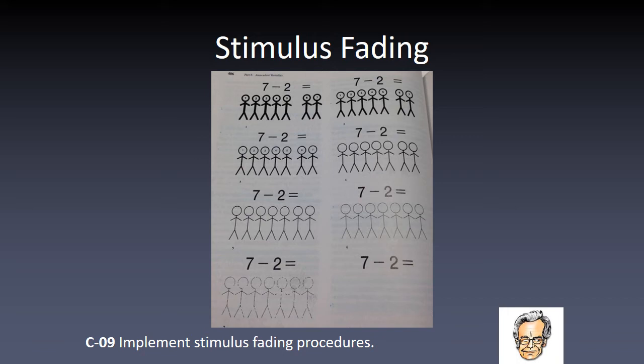And if you notice throughout the page, the stimulus is fading. They're becoming less and less apparent. The stimuluses were there to help promote the person to count to complete the math problems. But remember, we want the person to be able to respond to just seeing 7 minus 2. So we have to fade out the extra help. And that's exactly what this picture is showing. That is an example of stimulus fading. We are making the stimulus less and less apparent until we can totally fade it out.